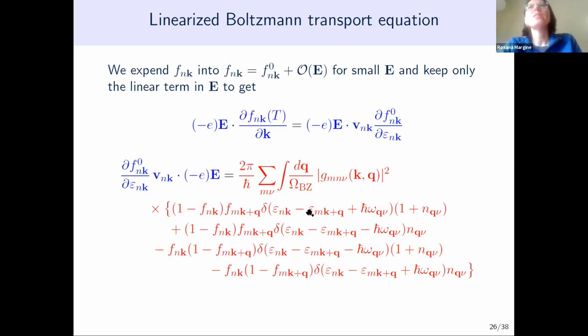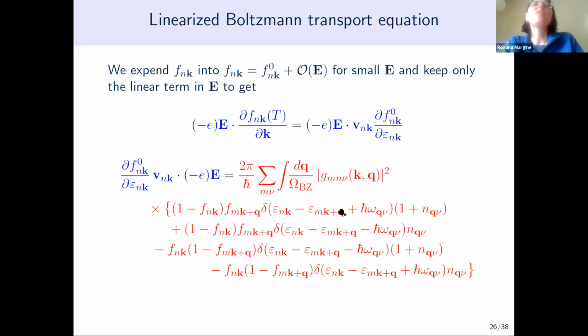You can notice here that these are basically the four terms that correspond to in and out scattering from the state nk through the emission and absorption of phonons. You can also notice that here we have f_nk and f_mk+q, and not the Fermi-Dirac distribution function. And second, you can also notice that we have the electron-phonon matrix element. So in order to calculate this expression, we need to evaluate the electron-phonon matrix elements on dense k and q meshes.